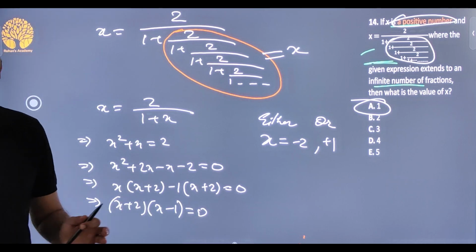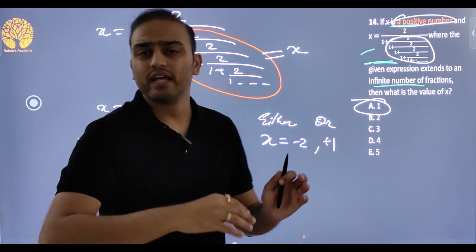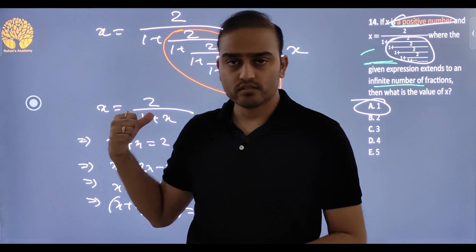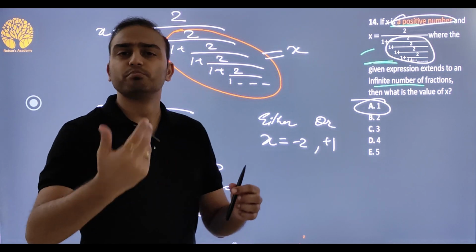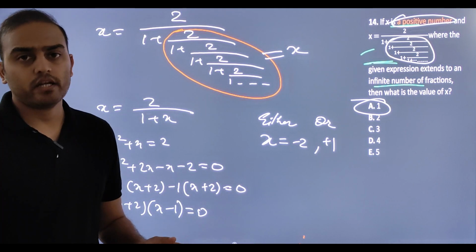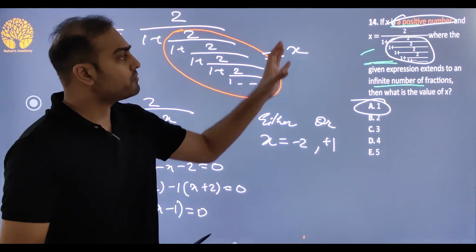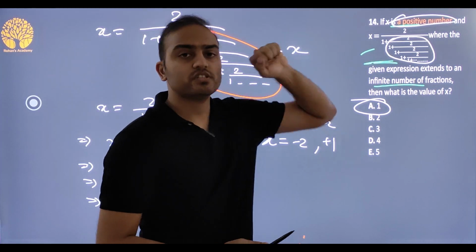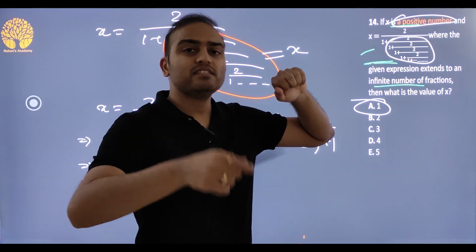The point is, whenever there is an infinite link, irrespective of the topic, whether it is fractions, decimals, ratio, proportion, percentage, any other topic, algebra, remember, for infinite, just remove the first link. The rest is the same.